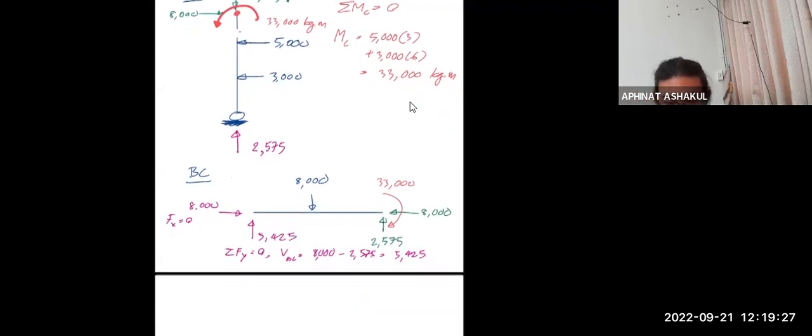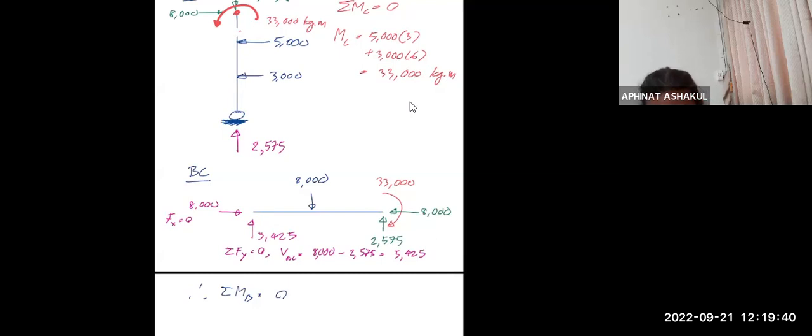So we're not done yet, because you should know that there must be a moment at B, right? Even if there isn't, you should always check. This time, because it's a frame and it's a rigid joint, we must always check. So sigma MB equal to 0.